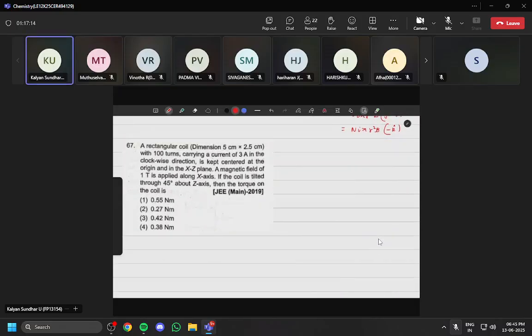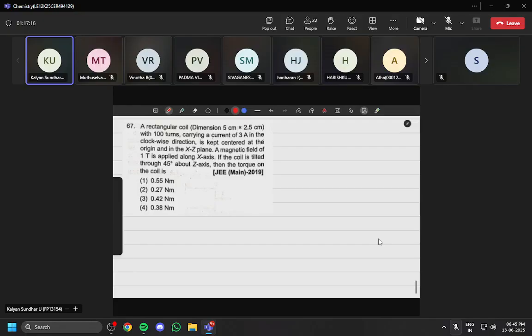Right, so this question. A rectangular coil of 100 turns carrying a current of 3 ampere in the clockwise direction is kept centered at the origin and in the XZ plane. A magnetic field of 1 Tesla has been applied along the X axis. If the coil is tilted through an angle of 45 degree with the Z axis, how much would the torque be?